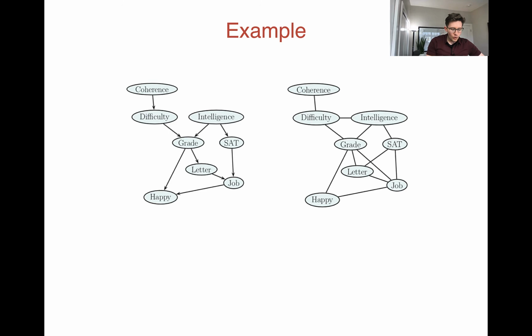And we can convert this to a Markov random field. I've done that here. Notice we've added moralization edges. There are a couple. We have, for example, grade and job are co-parents of happy, so we added that edge here. Another one is, for example, between difficulty and intelligence.